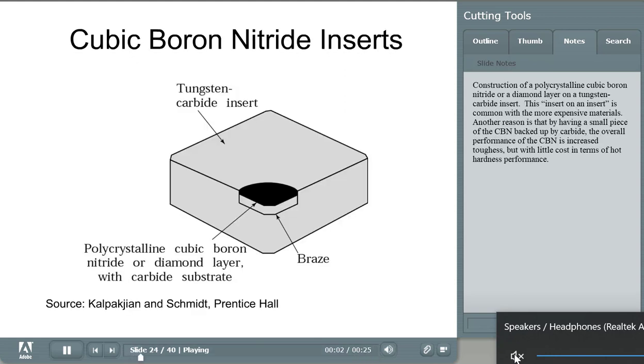Cubic boron nitride inserts. Construction of a polycrystalline cubic boron nitride or a diamond layer on a tungsten carbide insert. This insert on an insert is common with the more expensive materials. Another reason is that by having a small piece of the CBN backed up by carbide, the overall performance of the CBN is increased in toughness, but with little cost in terms of hot hardness performance.